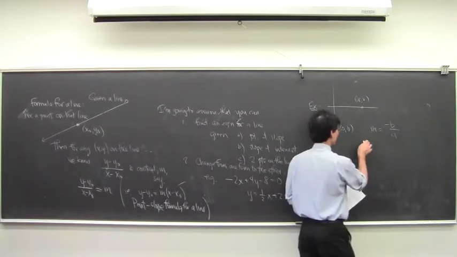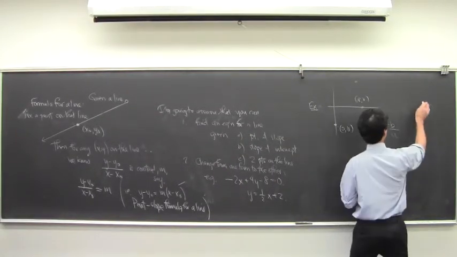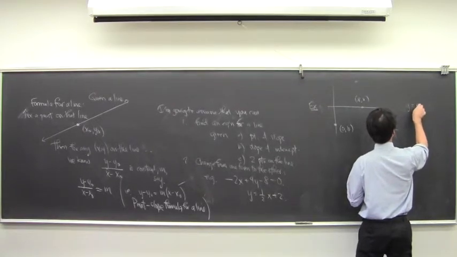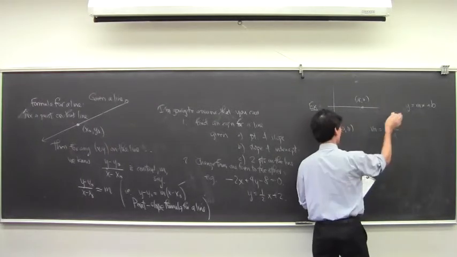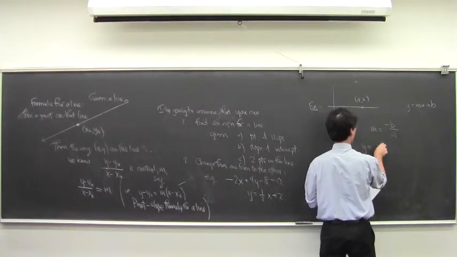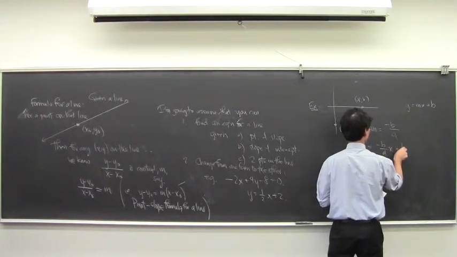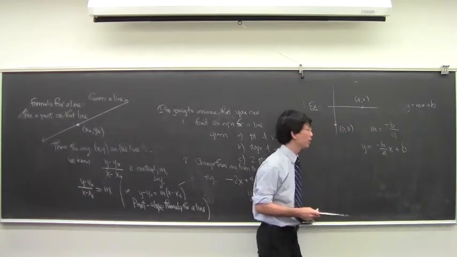Okay, so you say, I've got the slope-intercept formula, y equals mx plus b, so you're just going to use that. And you say y is going to be negative b over a x plus b.